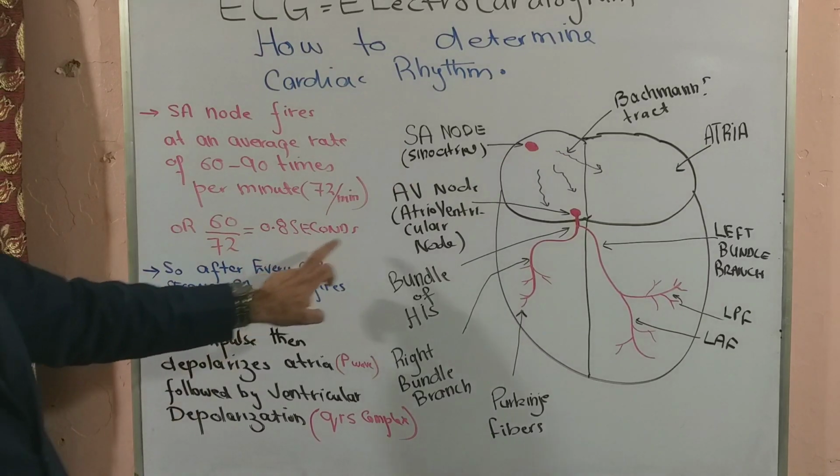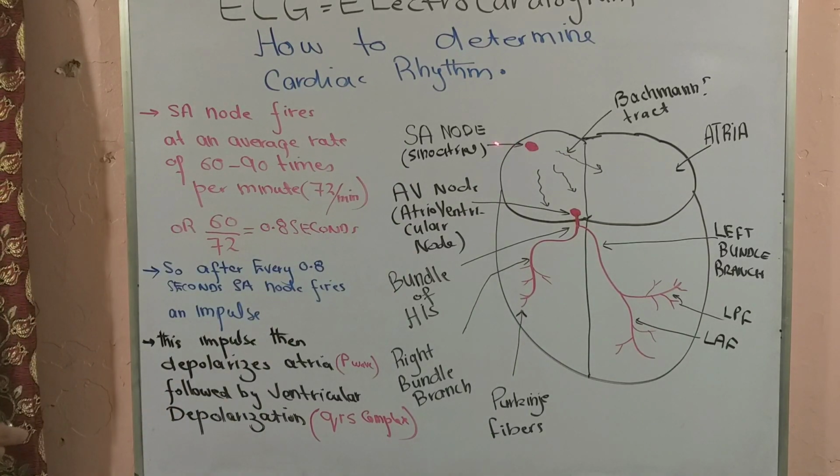So after every 0.8 second, there will be an impulse transmission from the SA node. This impulse causes the atrial depolarization, which generates a P wave, and it is then followed by the ventricular depolarization, which generates the QRS complex. So P wave is always followed by the QRS complex.